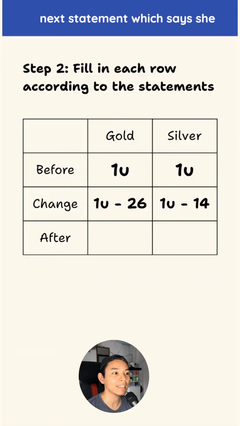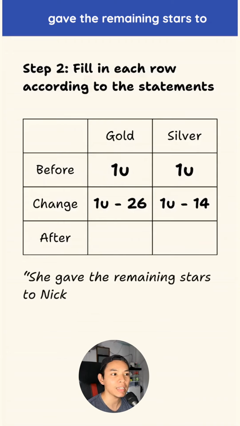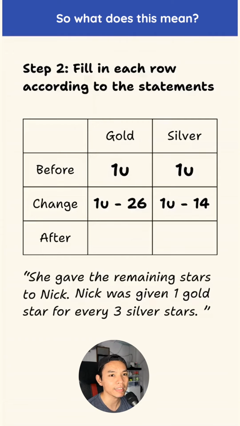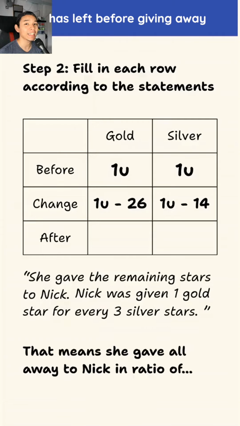Let's move on to the next statement, which says she gave the remaining stars to Nick, and Nick was given 1 gold star for every 3 silver stars. So what does this mean? This means what she had left before giving away to Nick was actually 1 gold to 3 silver. Now you might have a clearer idea on how to solve this question.